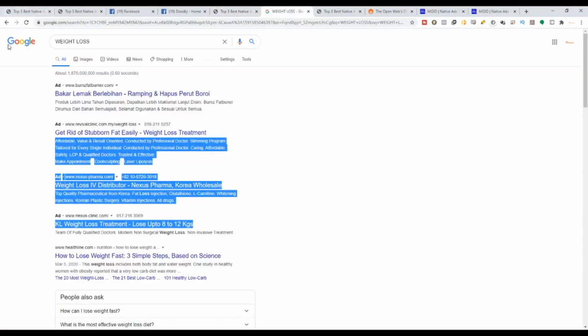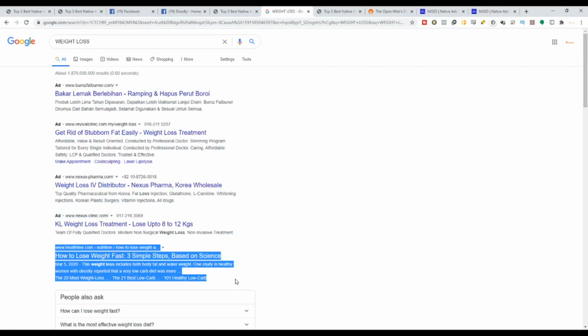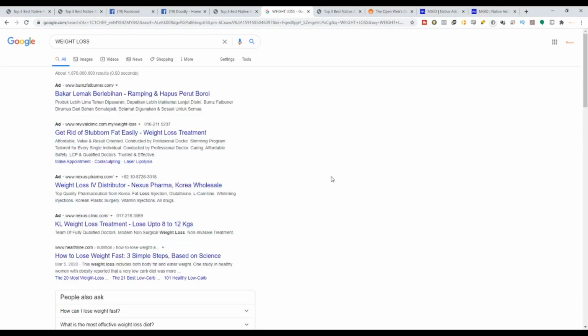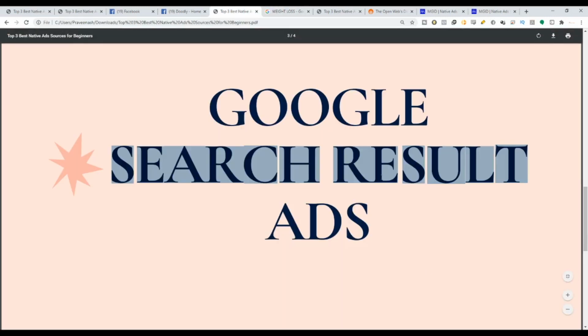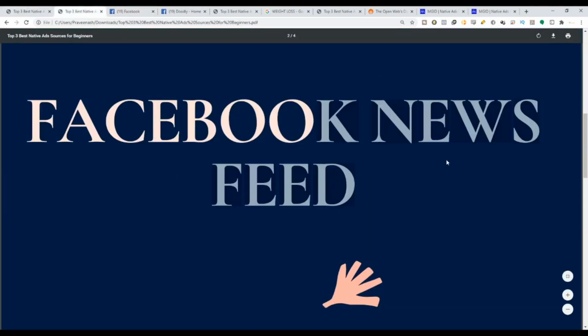For example, if you go to Google, you type in weight loss, for example, you can actually see all these are Google ads, right? Google search ads. As you can see, why it's actually a native ad is because it looks exactly the same as a normal post. The only difference is that the ad label is there. That's the only difference here. So that's why we consider it to be a native ad. Google is a search result native ad, while Facebook, on the other hand, is a social media native ad, guys.